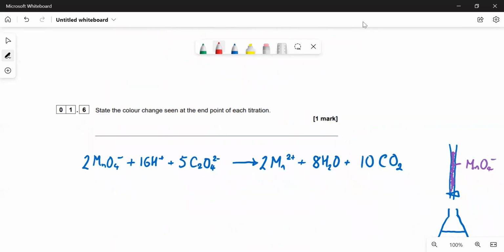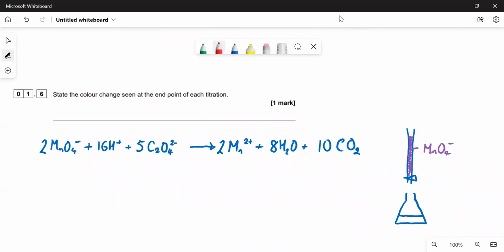Okay, state the color change seen at the endpoint of each titration. Well, I've drawn the equation there again. This stuff here is purple, and this is more or less colorless. It's very, very pale pink. Everything else is colorless. So the endpoint, the change you're going to get is, you're going to run purple stuff into that flask. It's going to disappear as it turns into Mn2 plus until you reach the endpoint when all of that has run out, and then the purple color will persist.